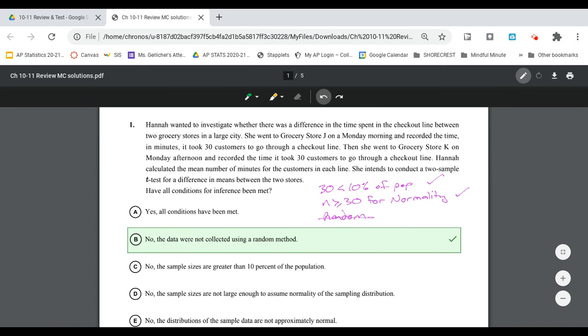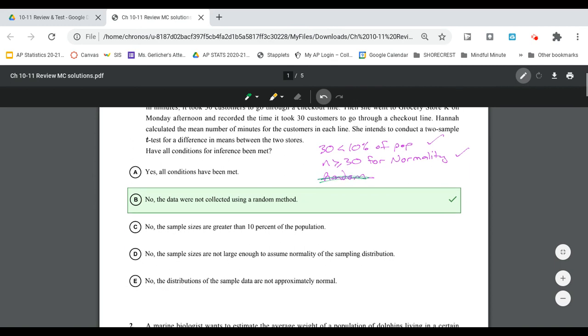So for number 1, we're checking our 3 conditions. The randomness condition has not been met. She just went to the store and took the next 30 customers in the line, so this is random as a no-go. She does have less than 10% of the population. There's likely more than 300 people that go through that grocery store. And she has a big enough sample size of 30, just barely big enough for normality for the central limit theorem to kick in. So B is the answer. Randomness was the problem there.